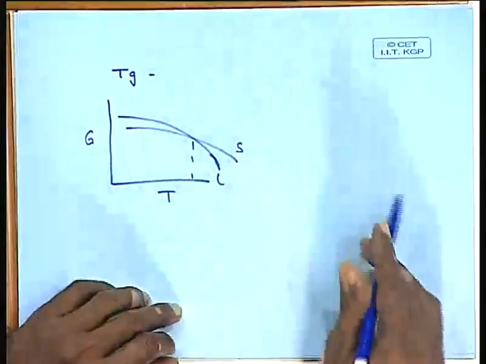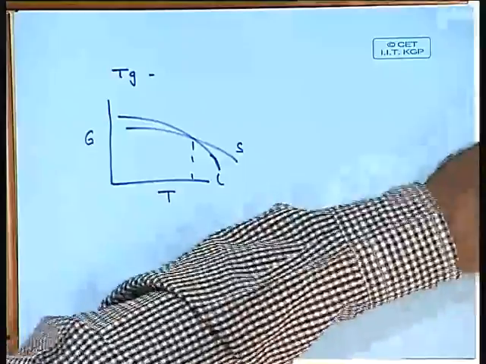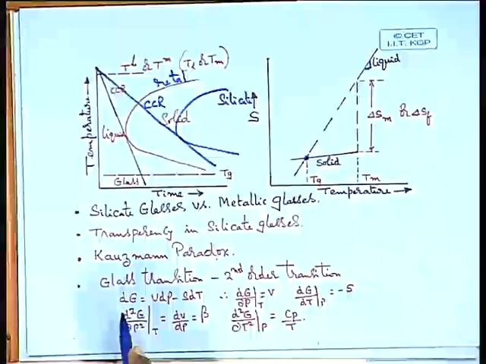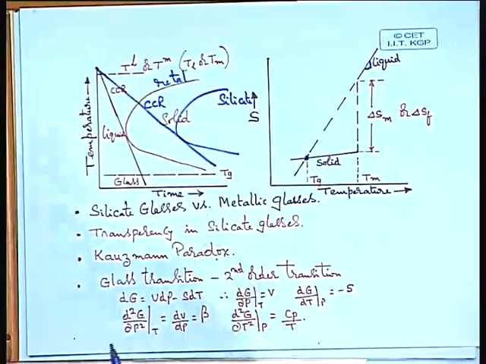But if I take the first differential of the free energy, what is it? What is the typical expression for free energy? dG equals VdP minus SdT. All those who know the second law of thermodynamics know this. So the first differential of free energy with respect to pressure, ∂G/∂P at constant temperature, is nothing but V, the volume. Similarly, the first differential of free energy with respect to temperature at constant pressure is nothing but the entropy.